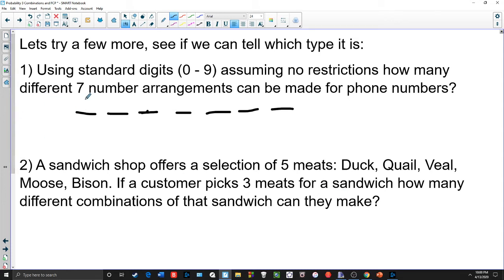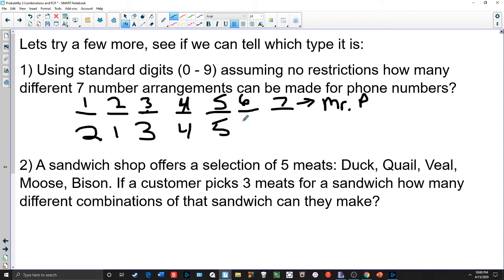Well, in this case, let's pick a number here. 1, 2, 3, 4, 5, 6, 7. So you type in that number, you call it, and let's say that connects you to Mr. Paulus. Okay? So that's Mr. Paulus's number. So if you go on the phone and you switch around 2 numbers here, so you make it 2, 1, 3, 4, 5, 6, 7, and you call that number, would that still get you to Mr. Paulus? Well, no, it wouldn't. It'd get you to somebody else. You typed an entirely different number.